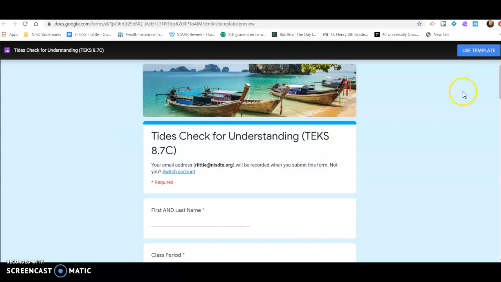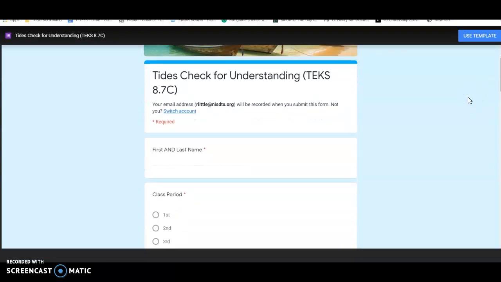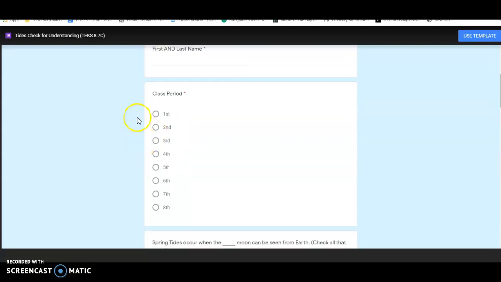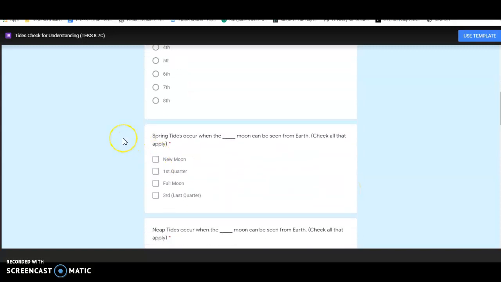Okay, of course, at the very beginning, you're going to put your first and last name, obviously. And then you're going to go ahead and select your class period, 1st through 8th period. And like I said, there's 5 questions. The first question is, spring tides occur when the blank moon can be seen from Earth. Check all that apply. Would that be new moon, first quarter, full moon, or third or last quarter?